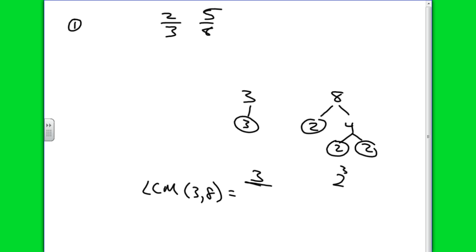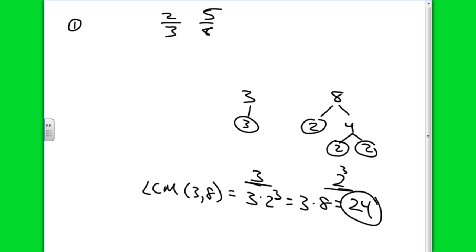So we would say the LCM of 3 and 8 is, this one has a 3, the other one doesn't. Do we use it? Yes. 3 times. This one has 2 to the third, the other one has no 2's. Do we use it? Yes. So we know that that is 8. 3 times 8 is 24.